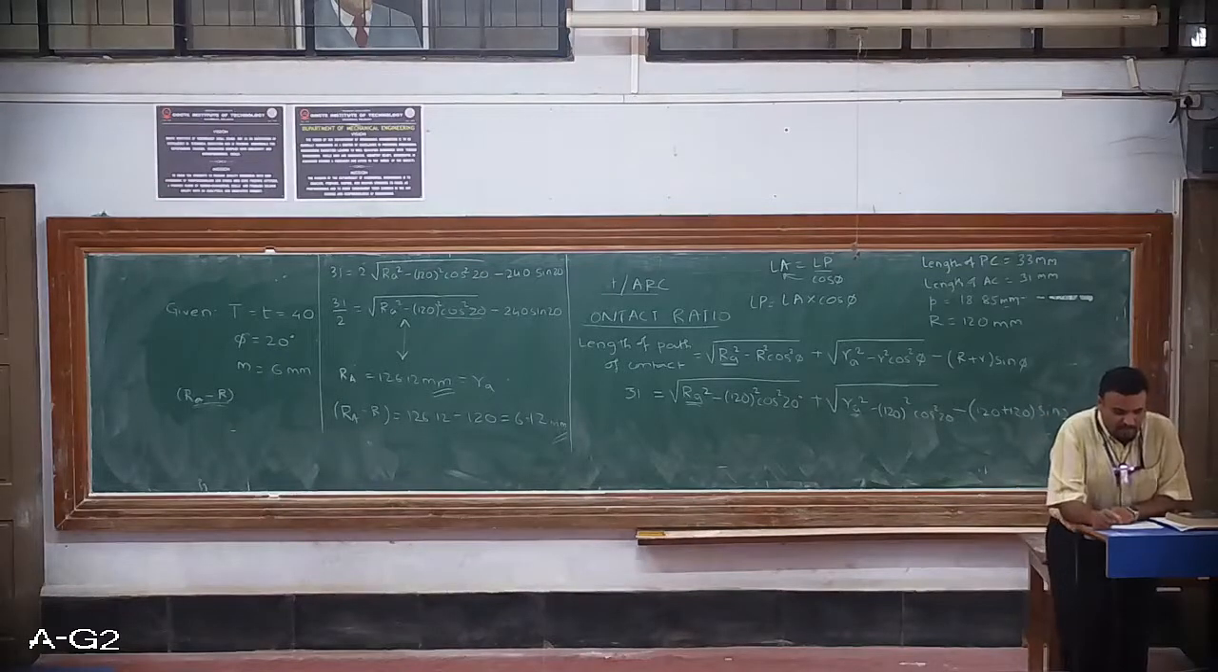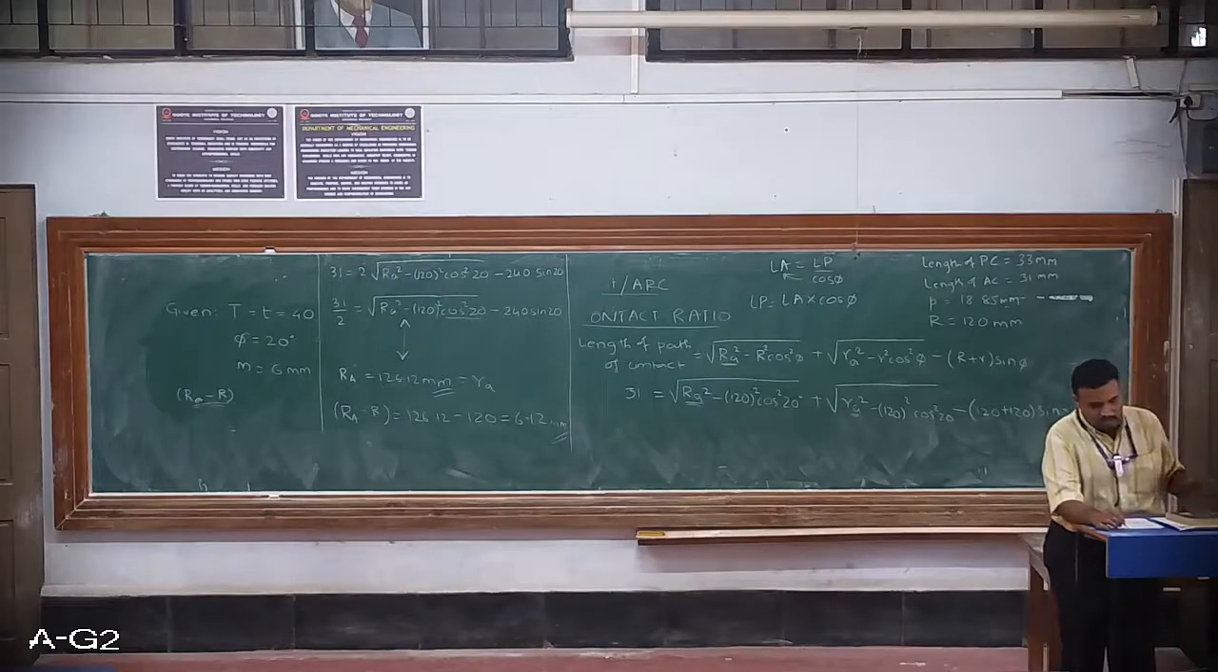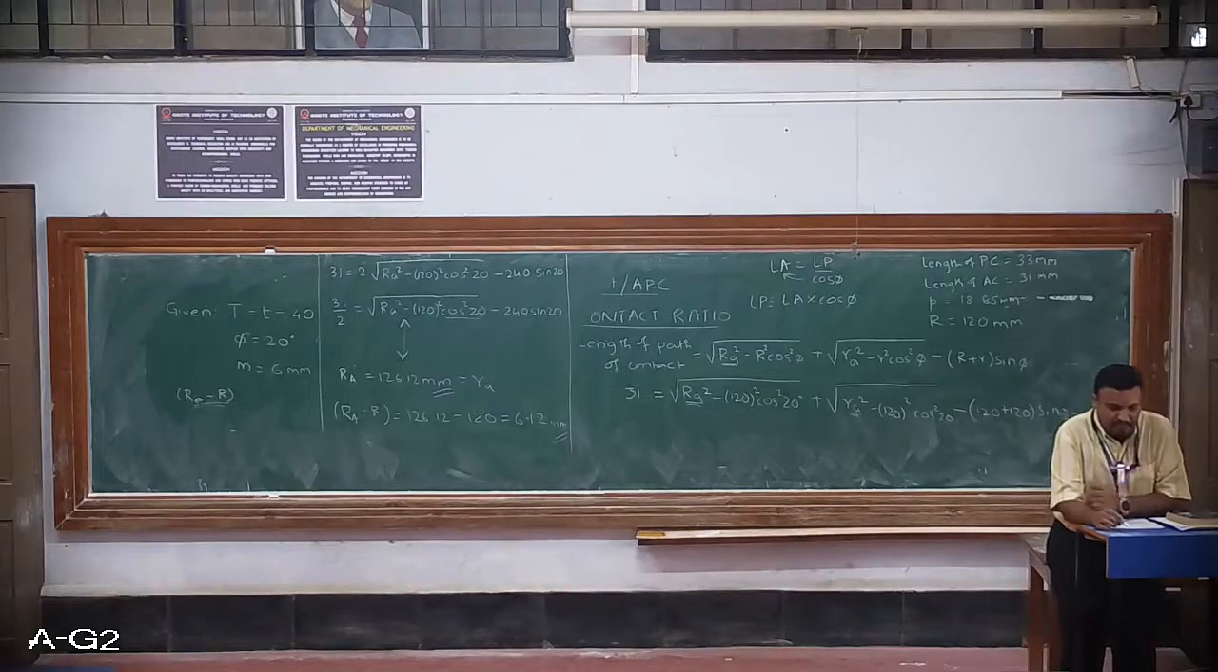Given, we have the number of teeth. Since the gear and the pinion are the same, the number of teeth on gear and pinion will be the same, that is capital T is equal to small t is equal to 40. Then we have the pressure angle as 20. How do we know this pressure angle is 20? Because in the problem statement it is given that the teeth have a 20 degree involute profile. So the angle phi, that is the pressure angle, will be 20 degrees. Also the module is given, which is 6 mm.